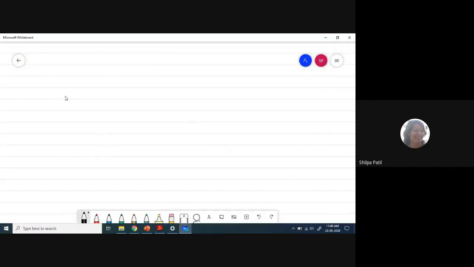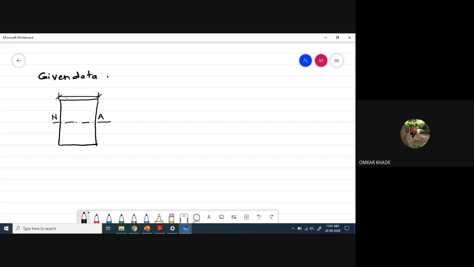Okay, what is the given data? I'm just going to write it down over here. Width is 200 mm and depth is 400 mm. I will quickly draw a cross section here. All of you are requested to draw the diagram. So this is a cross section of a beam. This is the neutral axis. And what is the width of the beam? 200 mm. So this is 200 mm.